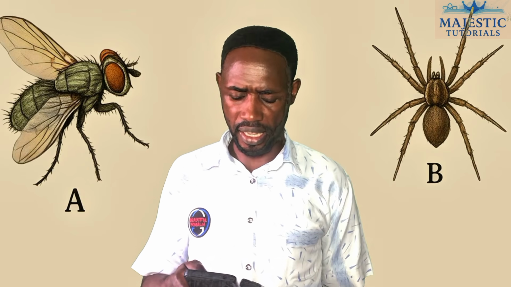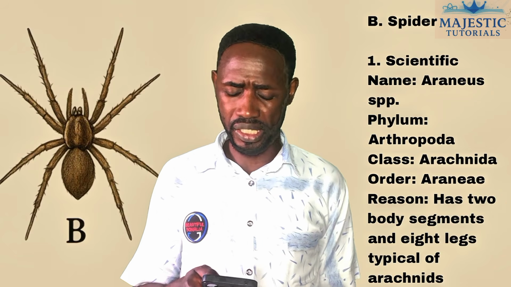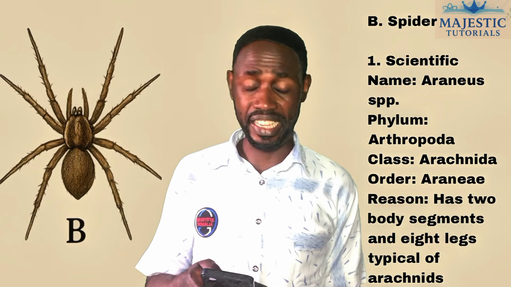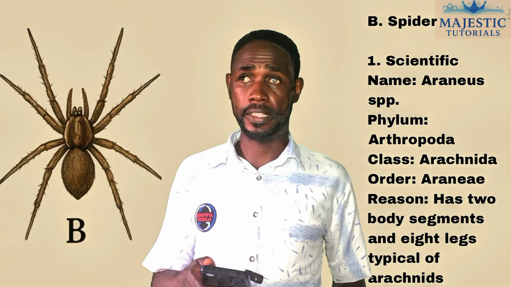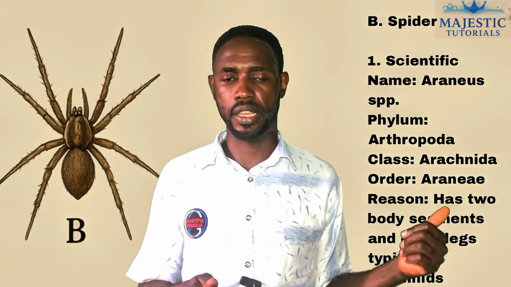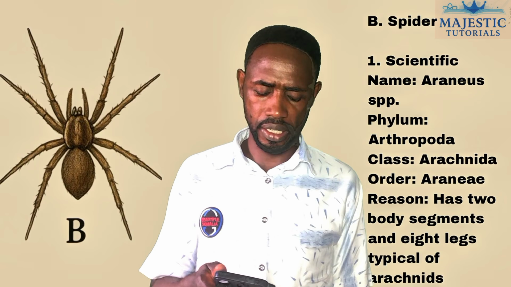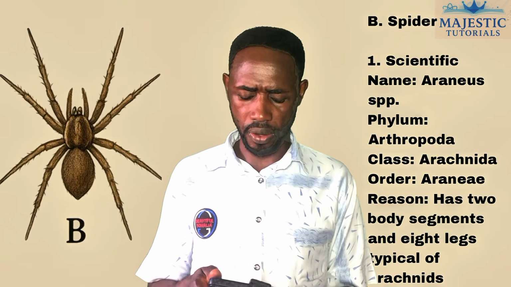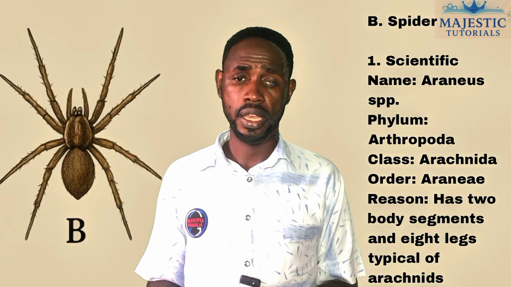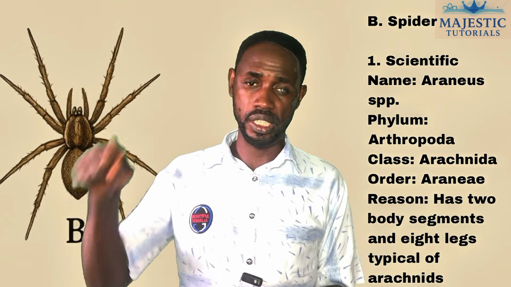Then the order is Araneae. The reason for classifying this is that it has two body segments, that's two body divisions, and eight walking legs, which is typical of the arachnids. Just like ticks are relatives of this spider. Then what are the economic importance? Like I've said the other time, it is actually a source of silk for some species, and it actually makes our home unkept with its what?